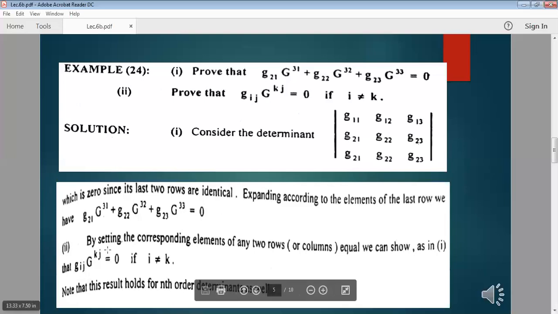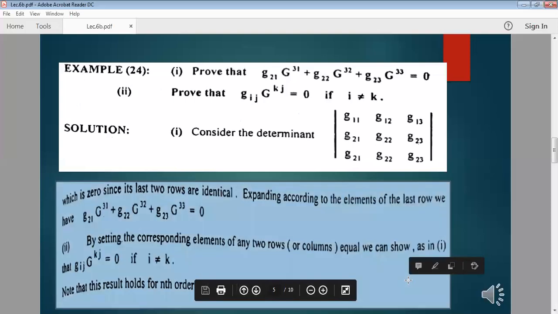By setting the corresponding elements of any two rows and columns equal, we can show that G_ij times G_kj is equal to 0 if i is not equal to k. Note that this result holds for an nth order determinant also.